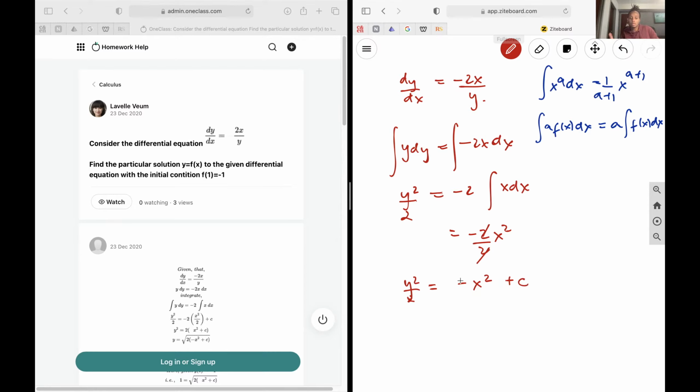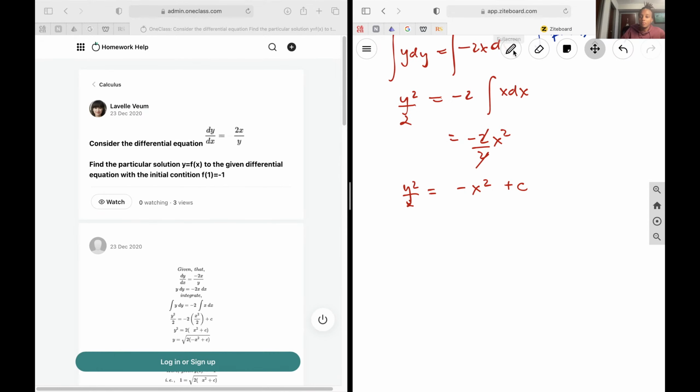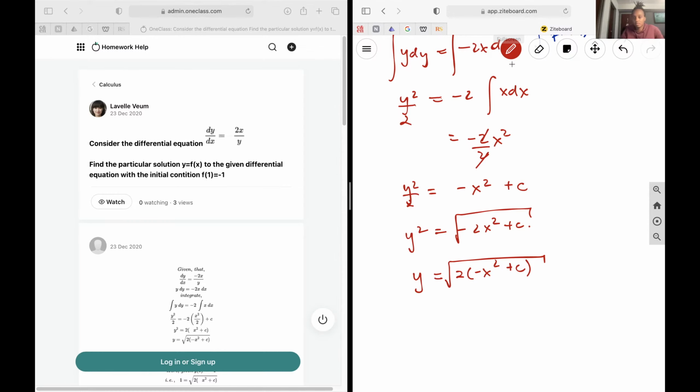I'm going to put the plus c on the other side because I'm looking for y as a function of x. So the plus c is best on that side. Okay, and then I'm going to move over the 2, and this will give me y squared is equal to negative 2x squared plus c. And then I'm going to solve for y, so this is going to be the square root. So y is equal to 2 by negative x squared plus c, the square root of all of that.